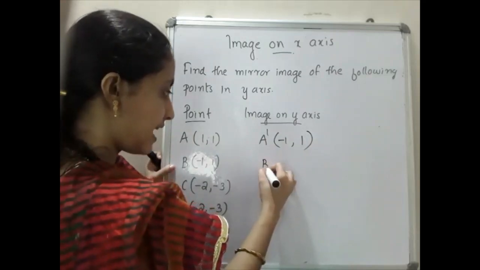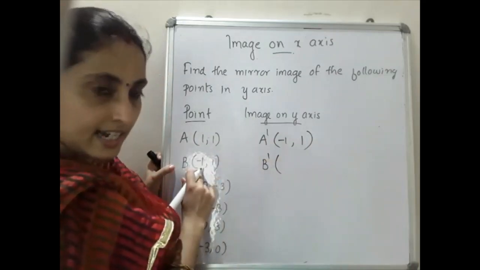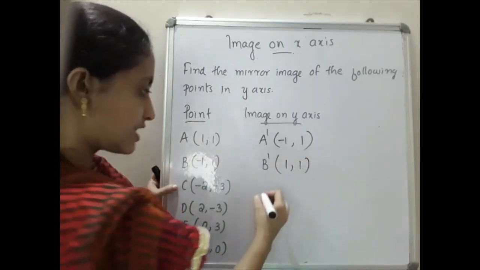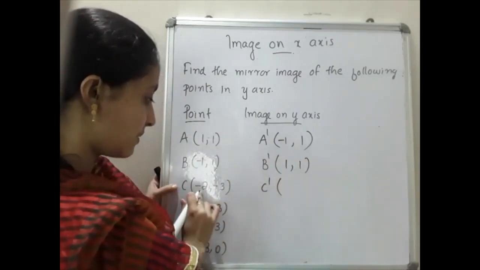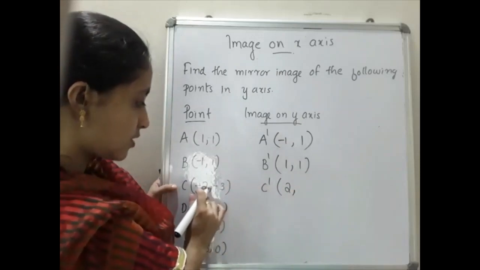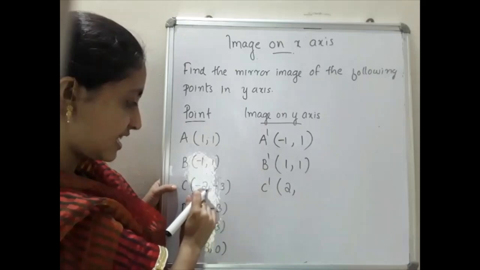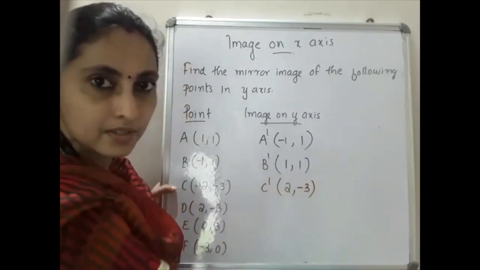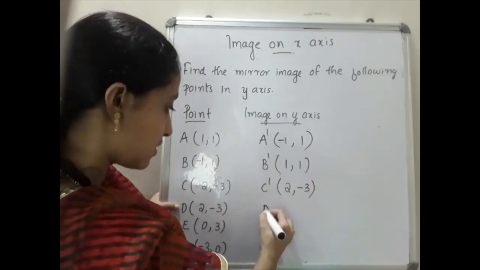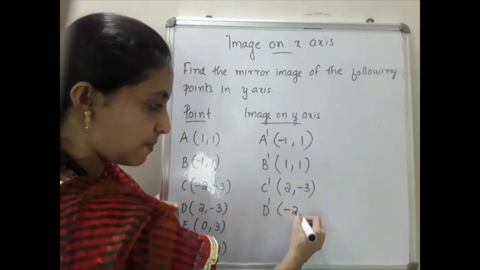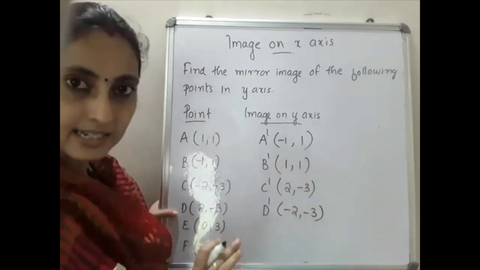Okay, then what is B dash? X coordinate changes, that is minus 1 changes to 1 and y coordinate kept same. Then C dash will be equal to what? Sorry, x coordinate changes, that is minus 2 changes to 2 and y coordinate kept same. Okay, then here D dash will be equal to what? X coordinate changes, that is 2 changes to minus 2 and y coordinate the same itself.